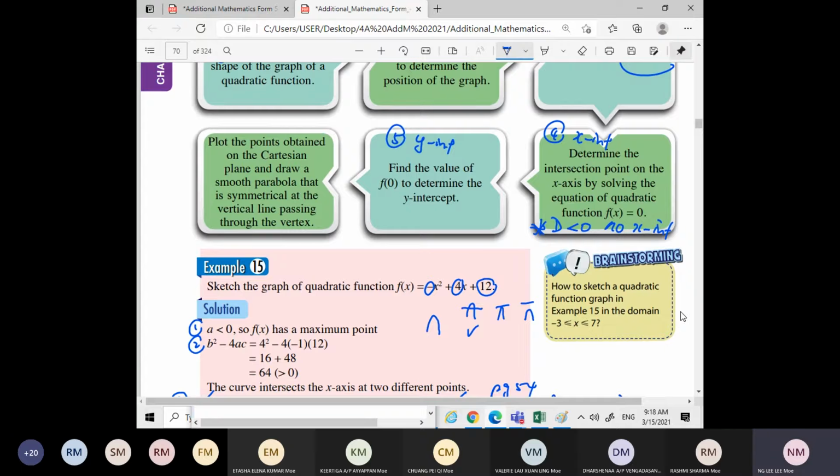Okay, maybe I'll go through this one a little bit. How to sketch a quadratic function graph in example 15 in the domain? If the question's domain is given, you just have to add in 2 more points. You have to find f(-3), which means when x is -3, what is the y value? And then when x is 7, what is the y value? Add in 2 more points into your graph.